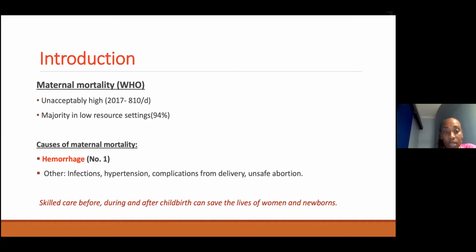When we look at maternal mortality, the major cause is hemorrhage. It's number one, which is why we are emphasizing so much the need to know how to recognize and manage obstetric hemorrhage. With that said, it's still important to recognize that there are other causes of maternal mortality, including infection, hypertension, other complications from delivery, and unsafe abortion. Our aim with this training is to ensure that you provide skilled care before, during, and after childbirth, which saves a lot of women as well as their newborns.